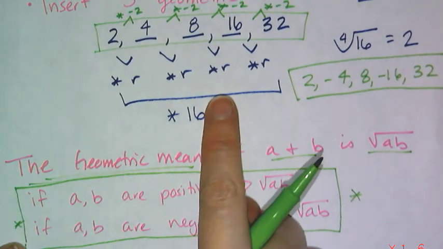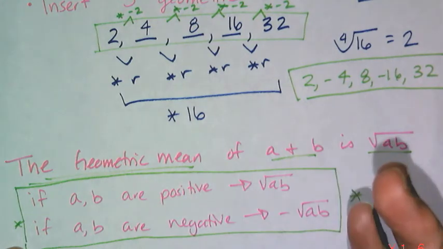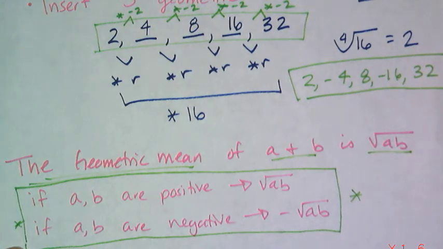Now there's one type of mean we haven't gone through. When you get to statistics, you have arithmetic means, you have geometric means, and there's a third type that we don't really go over, and it's called a harmonic mean. And if you want to know about that, you can just look it up.